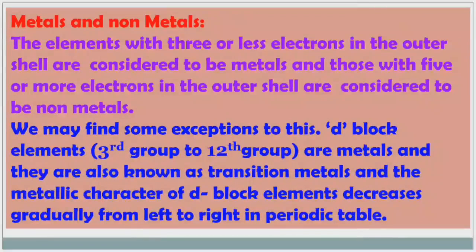So, they are considered as non-metals. However, we may find some exceptions to this. D block elements: already we know D block elements. From the 3rd group to the 12th group they are metals, and they are also known as transition metals. The metallic character of D block elements decreases gradually from left to right in the periodic table.